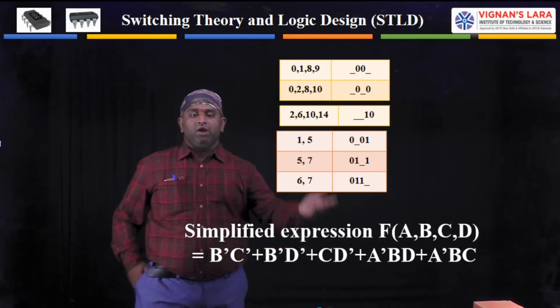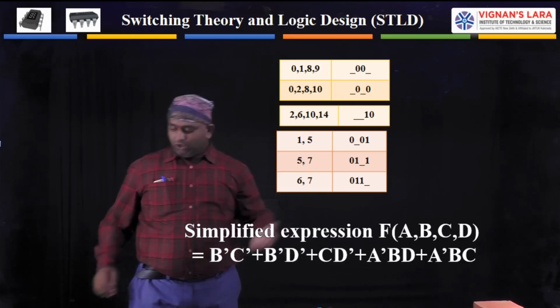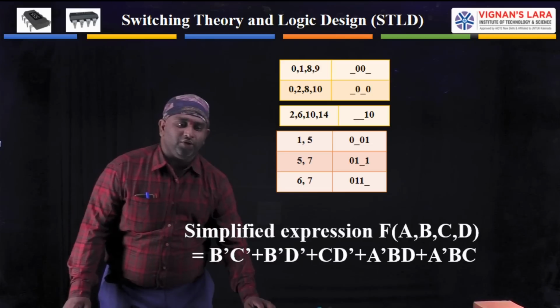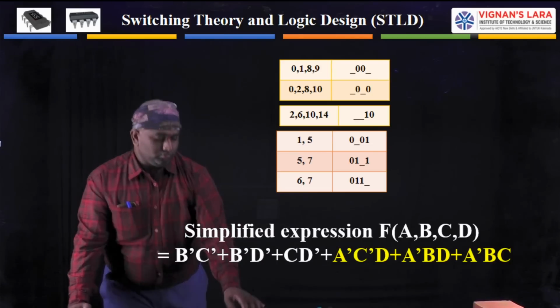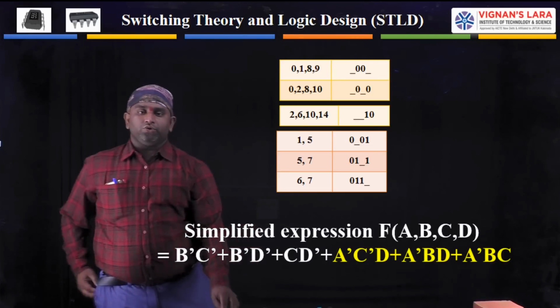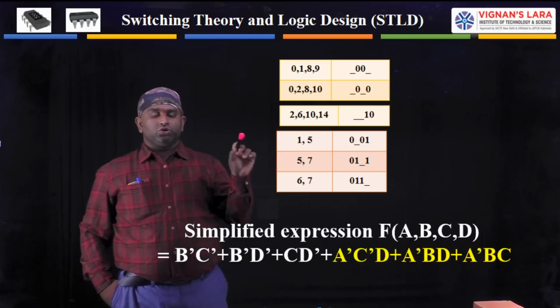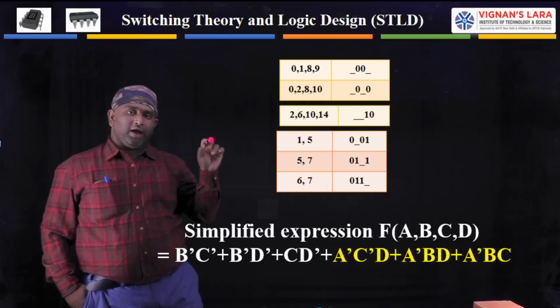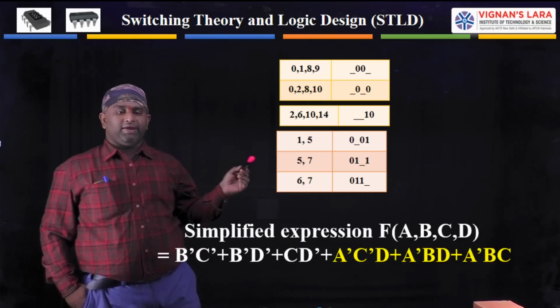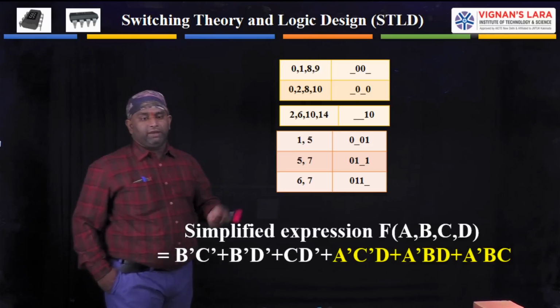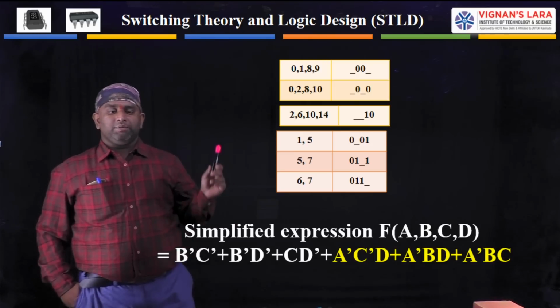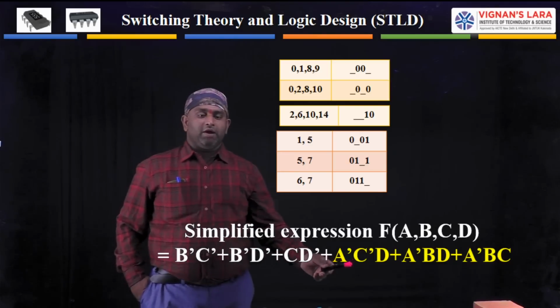Next, coming to that, from 1 comma 5, you have to write 0 dash 0 1. So 0 dash, that is A bar dash, but we are not writing the B value. Next 0 1, that is C bar D, that is A bar C bar D. So we have written A bar C bar D.